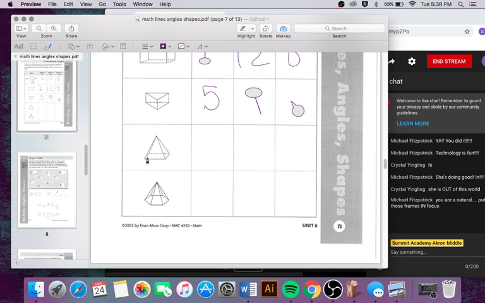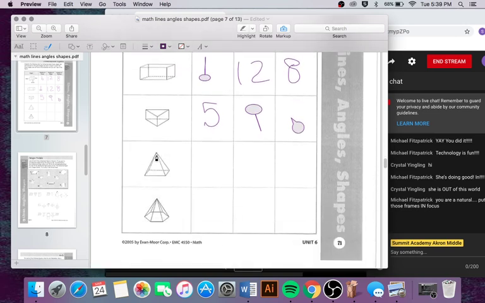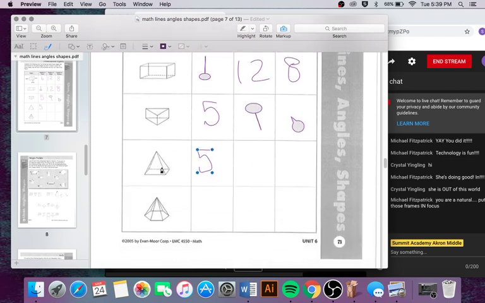Alright, our next shape is a rectangular, because that's what the base is. Pyramid, because it comes to a top. So our faces, there's 4 faces that make up the top of the pyramid, and then the bottom would be 5. For the edges, there's 1, 2, 3, 4, 5, 6, 7, and 8.